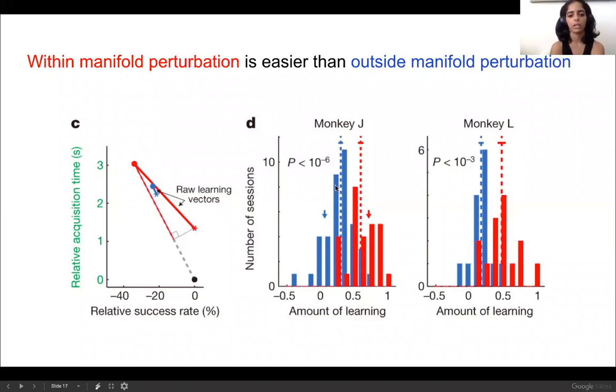And that's what they quantify here, the length of this learning vector. It's very simple. It just means they're taking some combination of the success rate and the acquisition time as a measure of how much the animal has learned. And what you can see is that for both of these monkeys, this study was done with two monkeys, the average amount of learning is higher for within-manifold perturbations than outside-manifold perturbations. This is a histogram where the y-axis is the number of sessions, a total of some 30 sessions, and the amount of learning is on the x-axis. So on average, the learning for within-manifold perturbations is more than for outside-manifold perturbations for both of these monkeys. They quantify the difference, and it's statistically significant. All right.